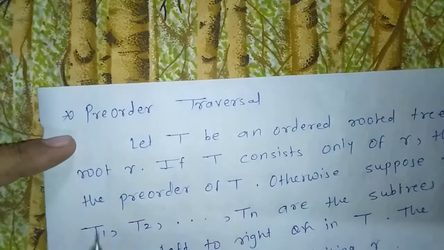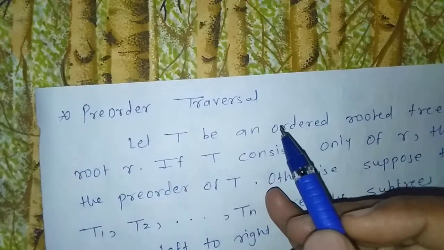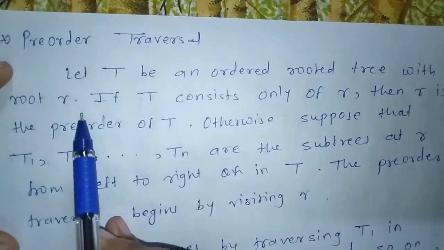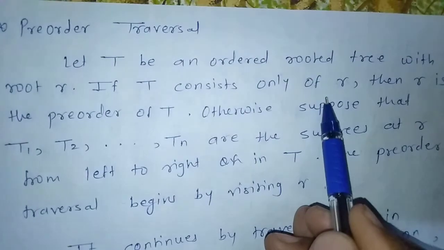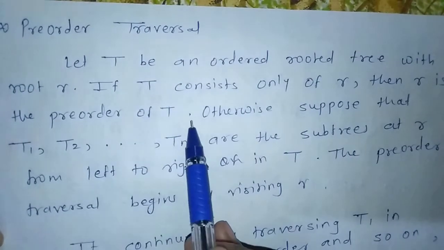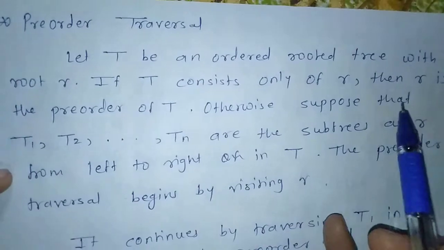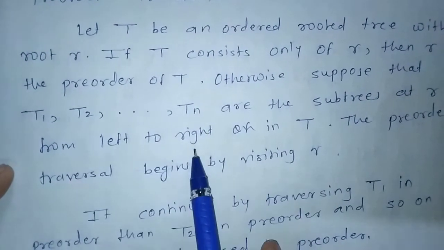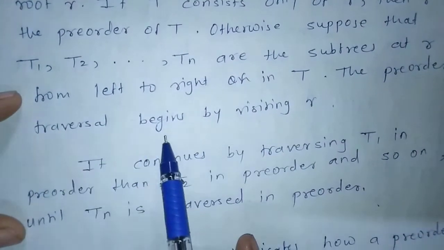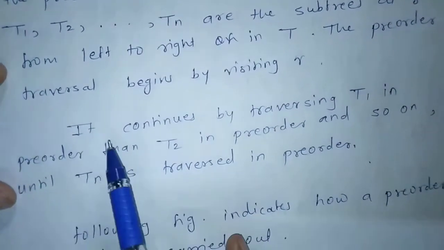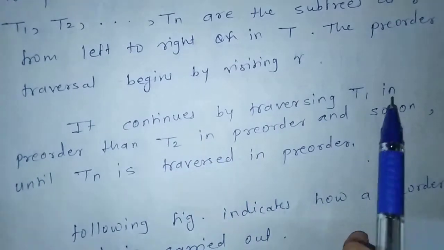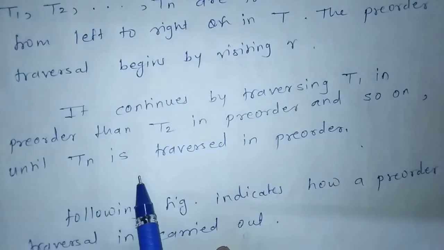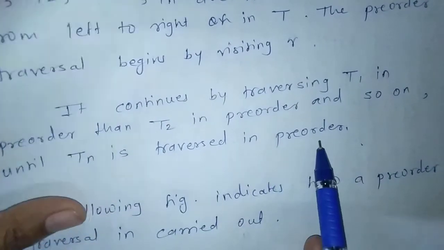Next point, preorder traversal. Preorder traversal means let T be an ordered rooted tree with root R. If T consists only of R, then R is the preorder traversal of T. Otherwise, suppose that T1, T2 and so on Tn are the subtrees at R from left to right in T. The preorder traversal begins by visiting R. It continues by traversing T1 in preorder, then T2 in preorder and so on until Tn is traversed in preorder.